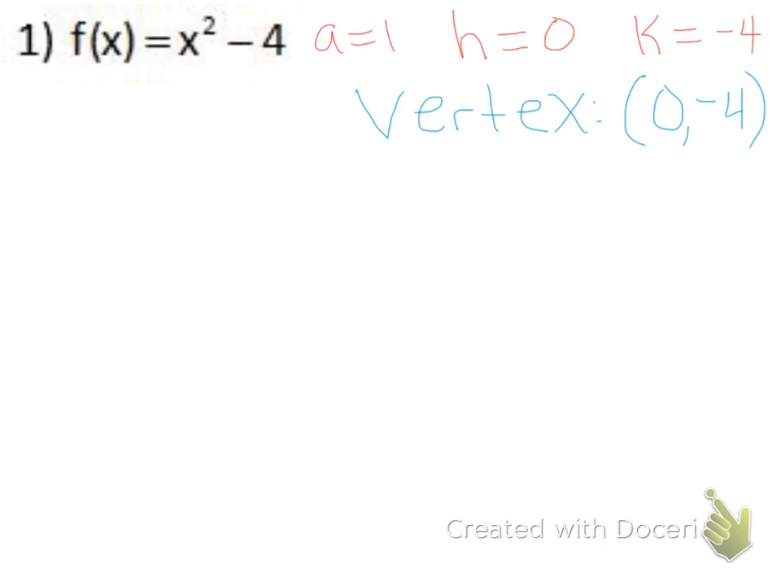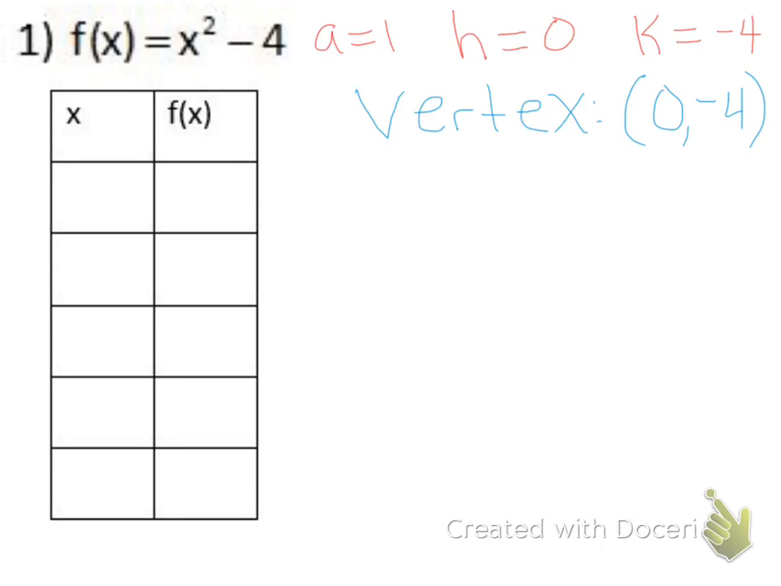Once we have that vertex, we can go ahead and begin filling out our chart. Remember, we always put our vertex in the middle. Next, we need to pick x values on either side of the vertex. Two x values that are smaller than 0 are negative 1 and negative 2, and two values that are bigger than 0 are positive 1 and positive 2. Now we need to go ahead and evaluate our function for these values.